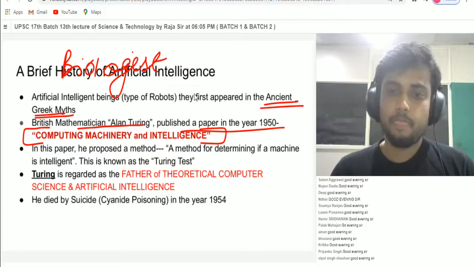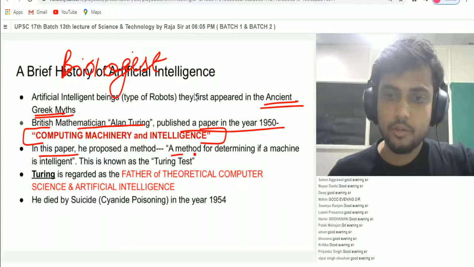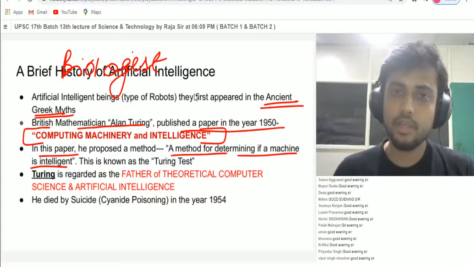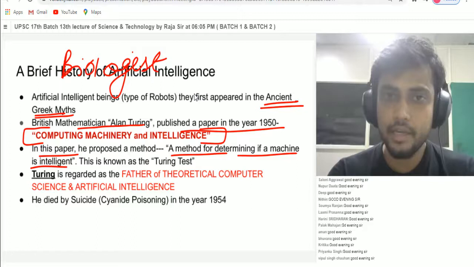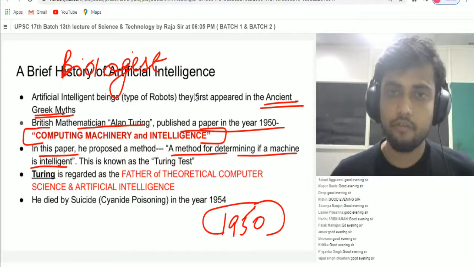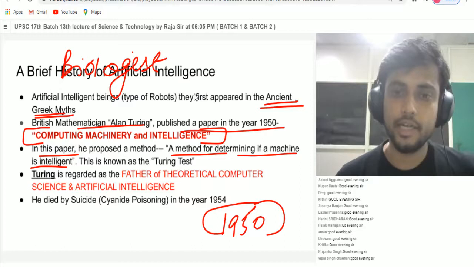In this paper, he also proposed a method for determining if a machine is intelligent, and that method is known as the Turing test. Turing is regarded as the father of theoretical computer science and artificial intelligence. In fact, he is one of the founding fathers of artificial intelligence, because in the year 1950, the term artificial intelligence was not defined, it was not coined.